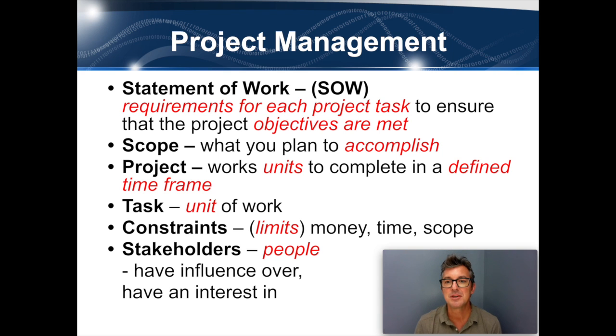So requirements for each project task to ensure that the project objectives are met. The scope. On this statement of work, it'll say scope. And then generally it'll say what you need to achieve, right? You need to make a new certification exam for these objectives, or whatever it is. You need to design a certain piece of software that achieves this objective. That's the scope, what it needs to be.